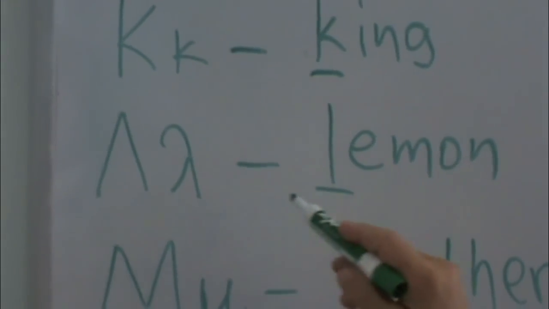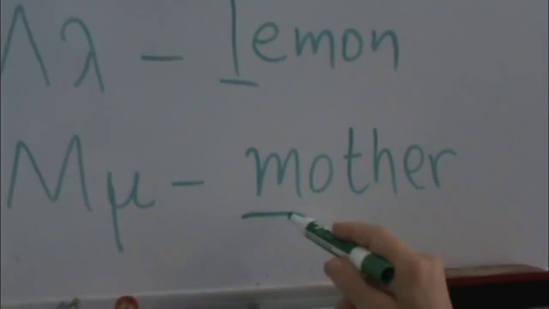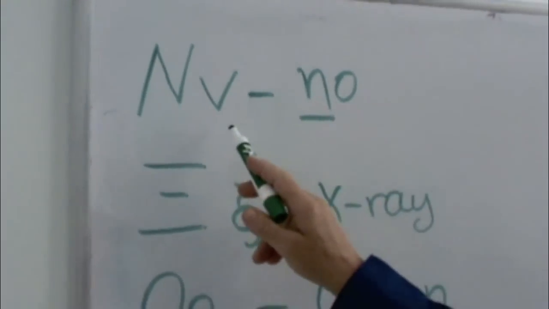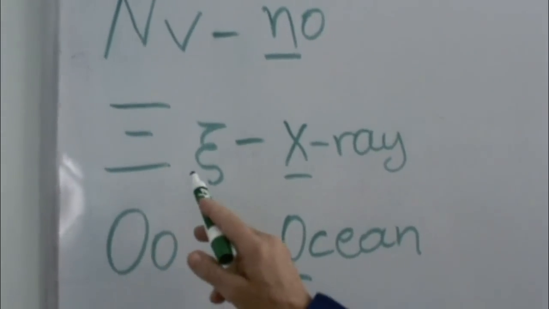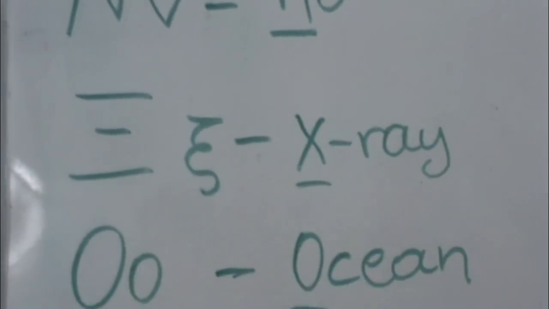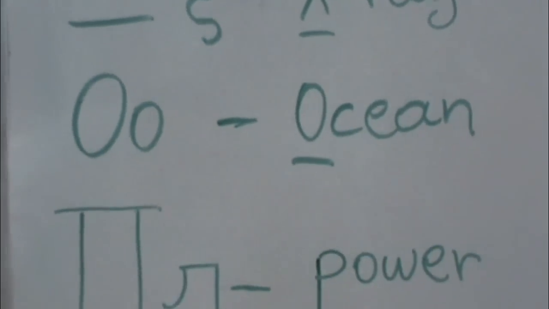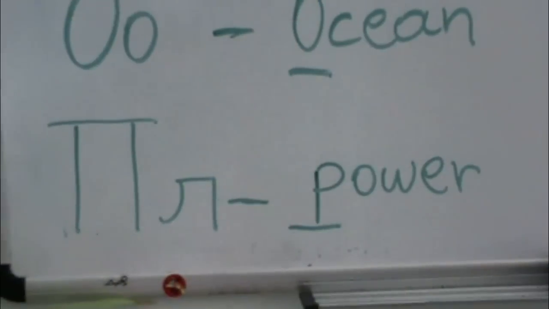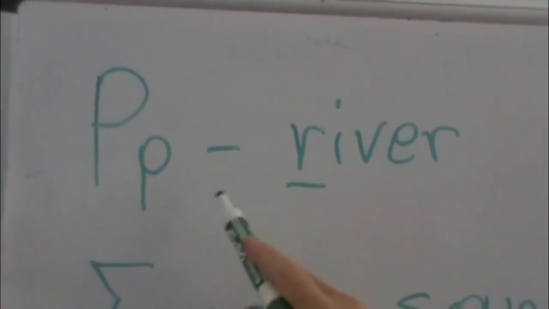Lambda, L as in lemon. Mi, M as in mother. Ni, N as in no. Xi, X as in X-ray. Omicron, O as in ocean. Pi, P as in power. Rho, R as in river.